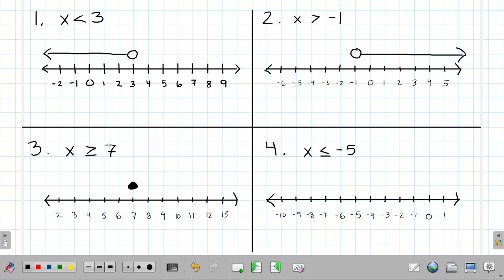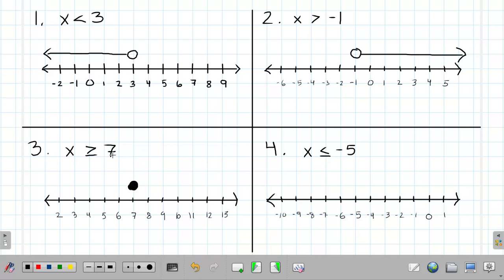can x be equal to 7? Well, think about what this means. x is greater than or equal to 7. So x actually in this case can be equal to 7. So we indicate that by drawing a filled-in circle here. Now, once again, filled-in circle, okay, put it in the same spot we would an open circle. So we just put it where the number is that we have here.